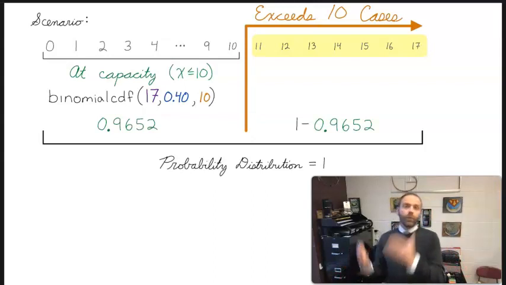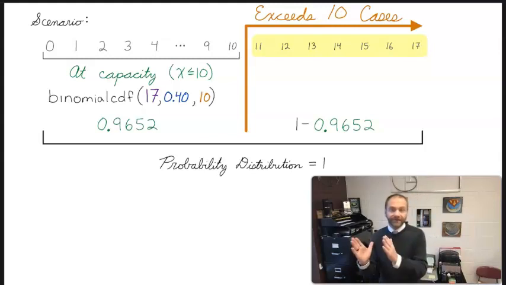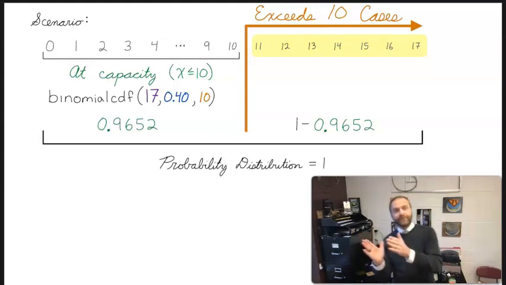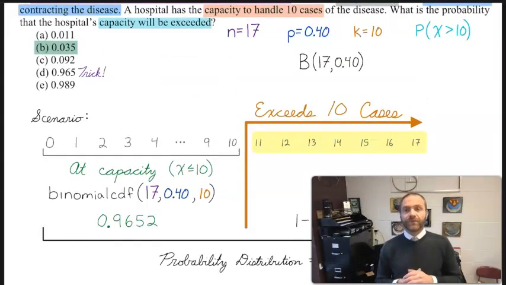So I'm going to take 1 minus that 0.9652. That should give me my answer. If I find what's to the left, by doing the complement of it, I should be able to find out what's to the right. And if I do that, I'm going to go ahead and get the answer of 0.035. Choice B is the right answer, but choice D is the wrong direction. That's the trick. See how those two are related to each other.